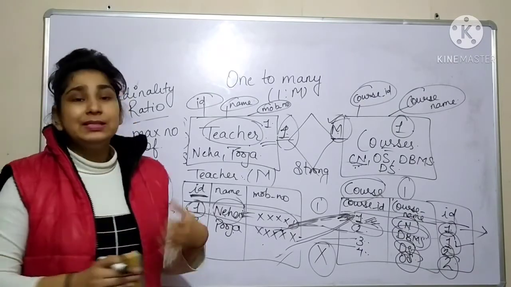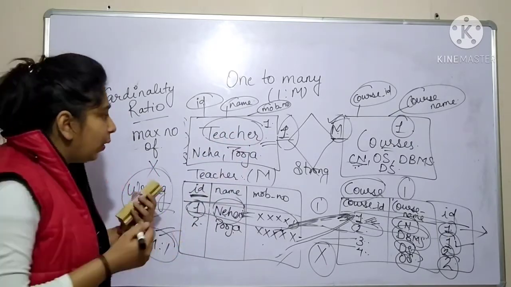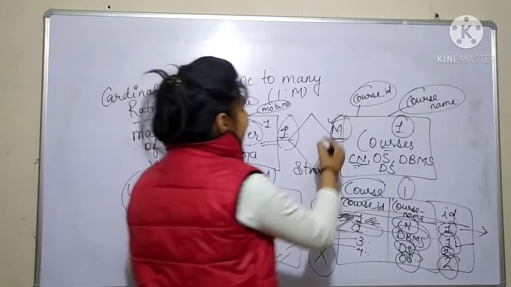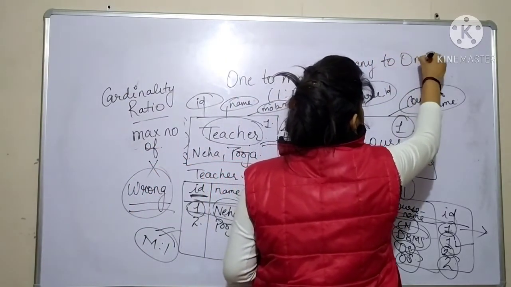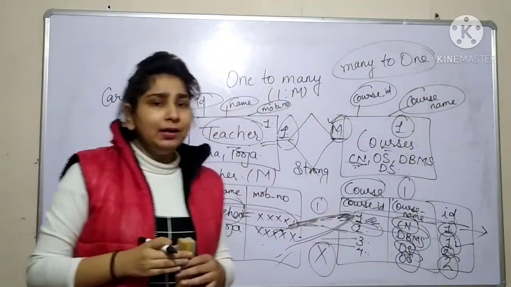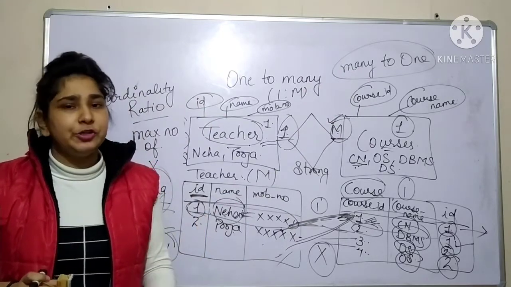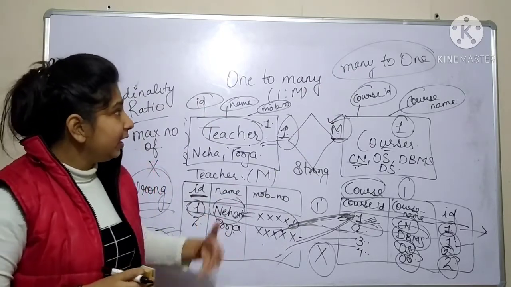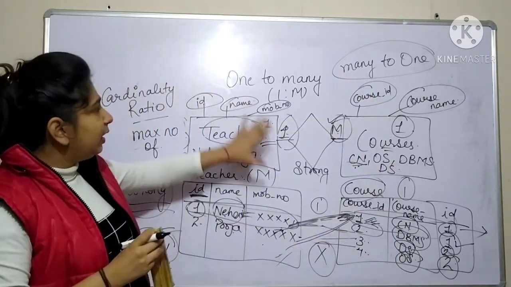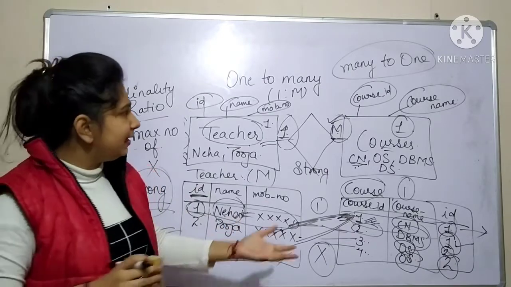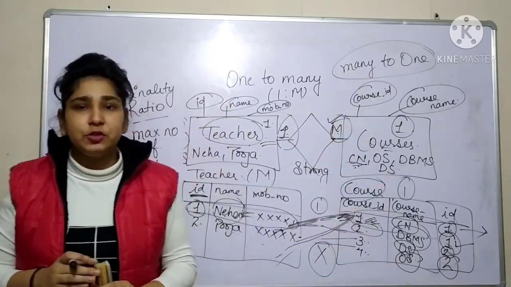So we discussed the one-to-many relationship. Similarly, you can easily understand what a many-to-one relationship is. A many-to-one relationship is similar to a one-to-many relationship, so we will not be discussing it. If you understand the one-to-many relationship, you can easily understand the many-to-one relationship.